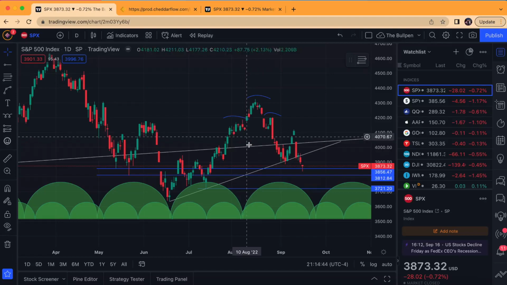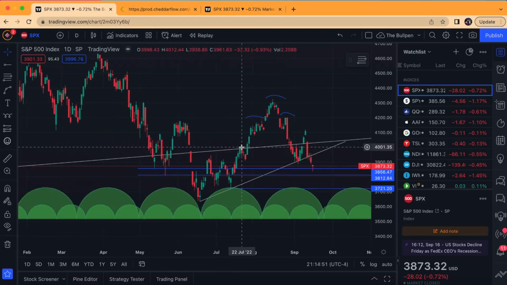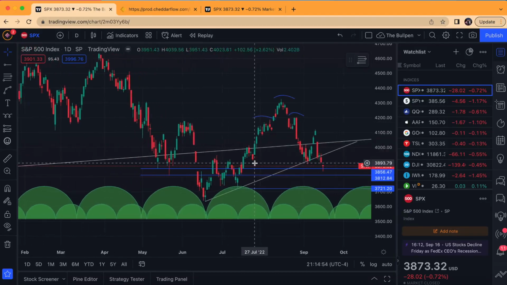But we really didn't get that much of a reversal off this. So again, this is not something that works 100% of the time. Nothing in the market works 100% of the time. But as you saw earlier with what I shared, it's pretty consistent and it's at least something to watch for.